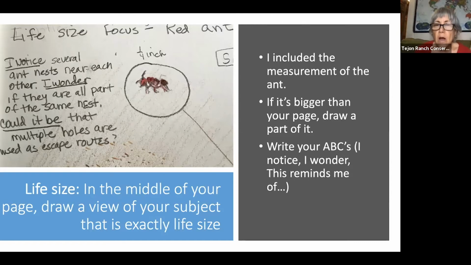Then you're going to draw in the center of your journal page the life-size image of whatever it is you're studying. Now, I was studying a red ant and its habitat, which was an anthill. So on my journal page, I drew a 1/4 inch ant because that was the measurement of that ant. And then I added my I notice, I wonder, this reminds me of, after I had drawn it. So this time you're going to start with the drawing and then add those measurements and your ABCs.